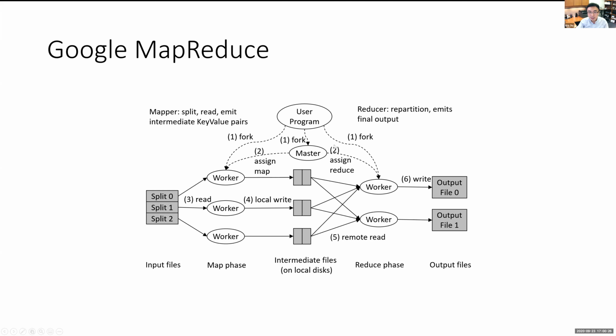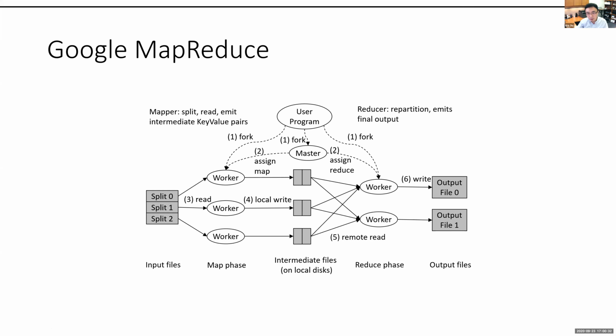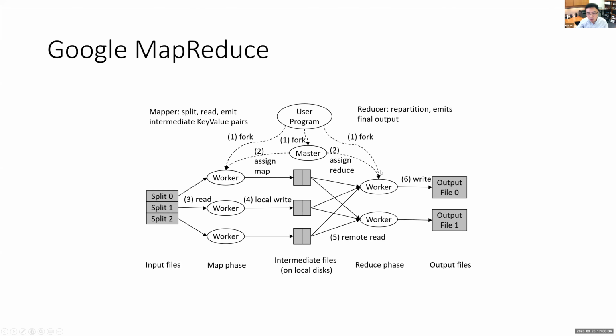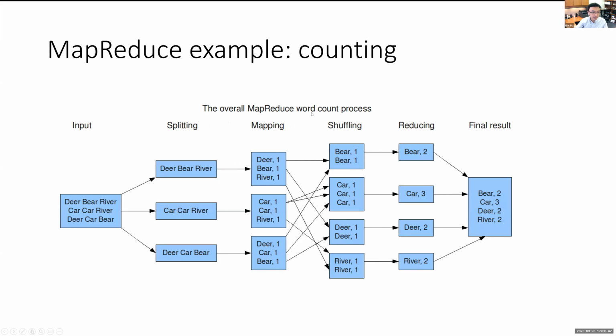computer, and the master computer will give orders to each of the workers to do the separate parallel computing. And finally, we have this reduce process to aggregate the result. And finally, we generate this output. So this is MapReduce. Let me give you this example.